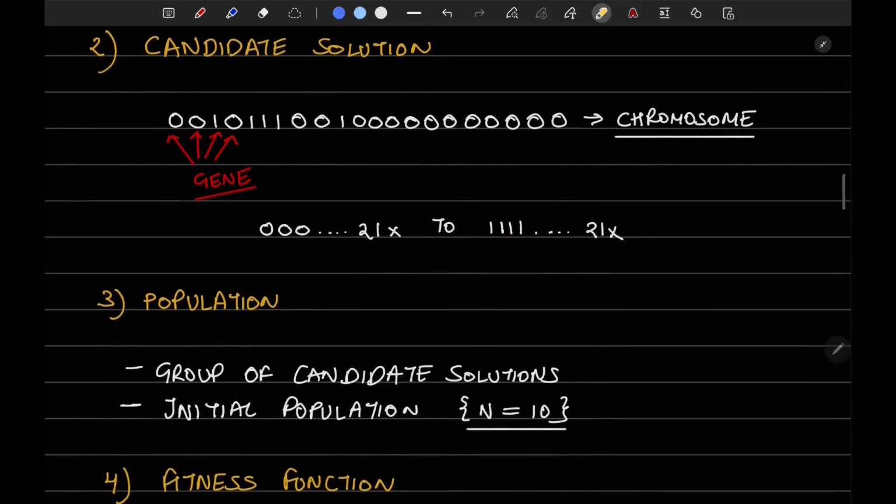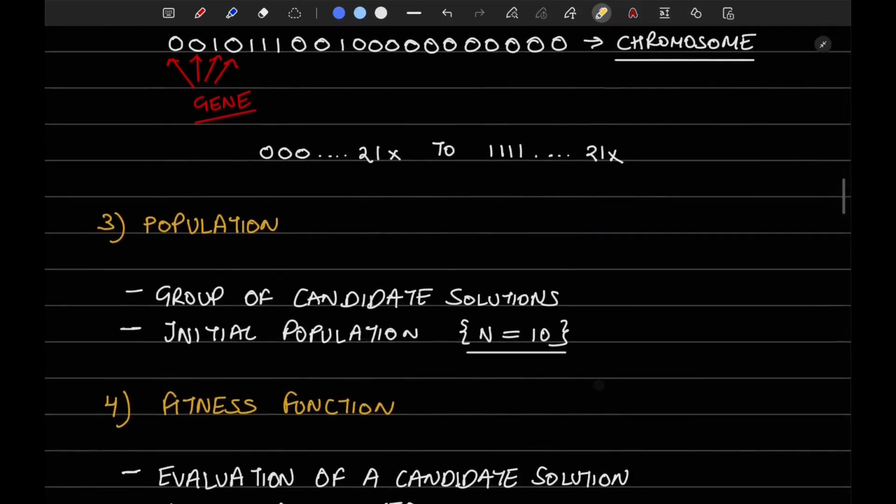Now moving on to population. Population is just a collection of candidate solutions. The genetic algorithm starts with a bunch of solutions which evolve over multiple generations, gradually producing better and better answers to the problem. And the initial population is created randomly. For this particular problem that we're trying to solve, let's keep the size of the population as 10.